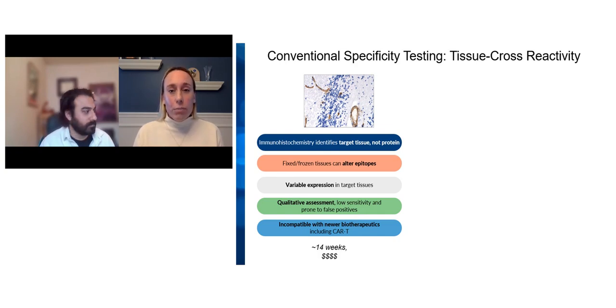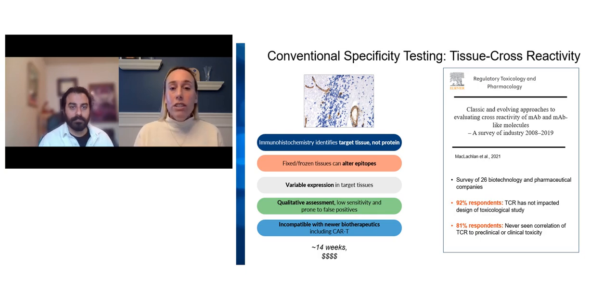There is also a lot of variability in expression levels of various proteins within the tissues. There are only 3 donors used typically, and there's no way to control protein expression levels. There's variability naturally, endogenously, in protein expression levels in tissues. It's also a qualitative assessment, has low sensitivity, and can be prone to both false positives and false negatives. And it's often incompatible with some of the newer biotherapeutic modalities. And what we see is that a lot of these technical limitations in the assay are actually reflected in the real world use of the TCR assay.